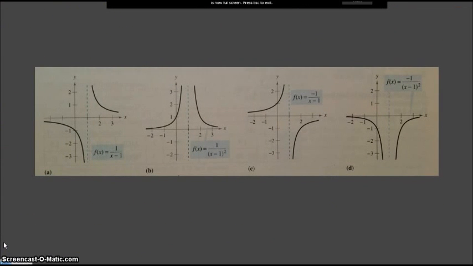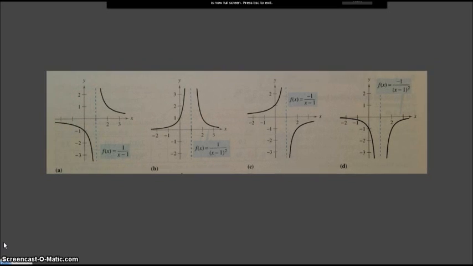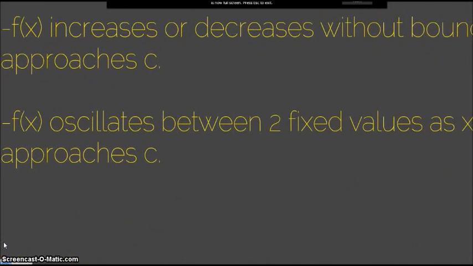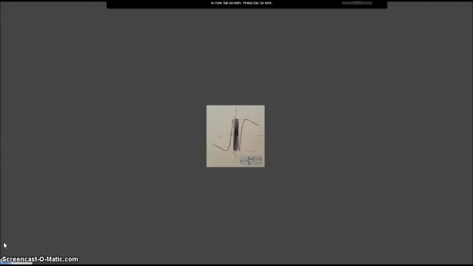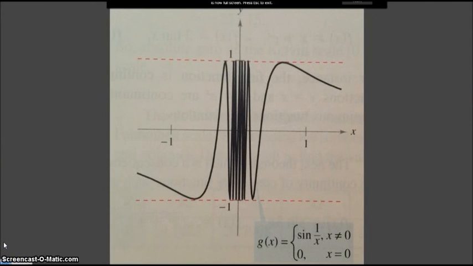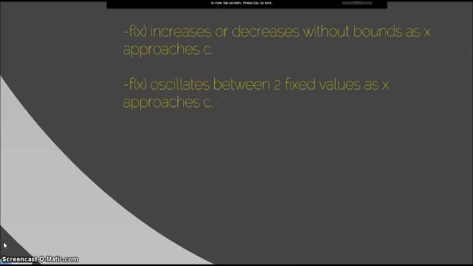For graphs A and C, the limit does not exist. However, although the limit does not exist for graphs B and D, you can be more specific and say that the graph of B approaches infinity and the graph of D approaches negative infinity. The limit does not exist. It oscillates.